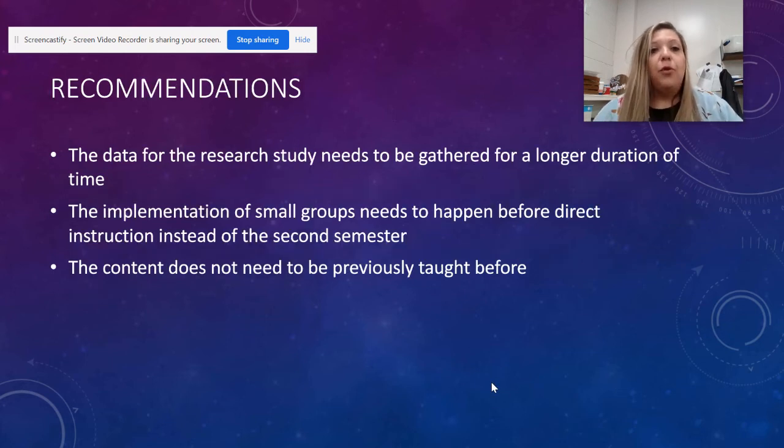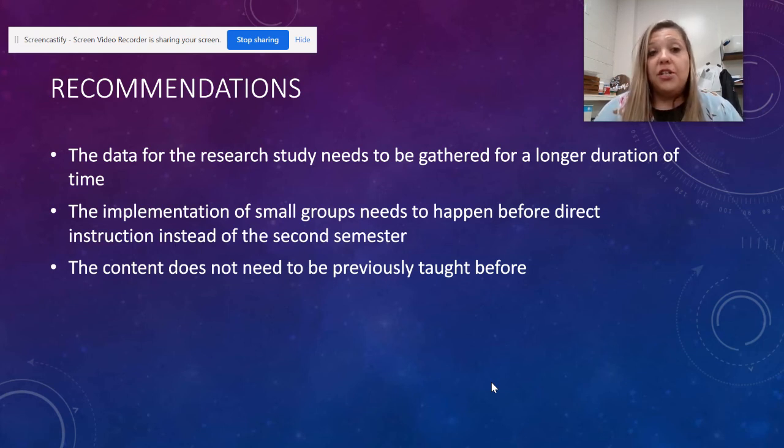The recommendations for furthering this research study are that it needs to be conducted over a longer time period. The 3 weeks used to gather data and implement the small group instruction was a little short, especially in comparison to the research studies that were gathered beforehand.